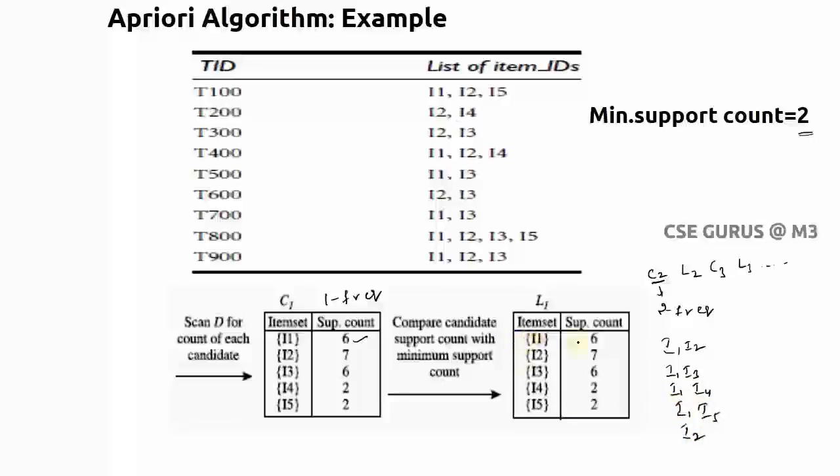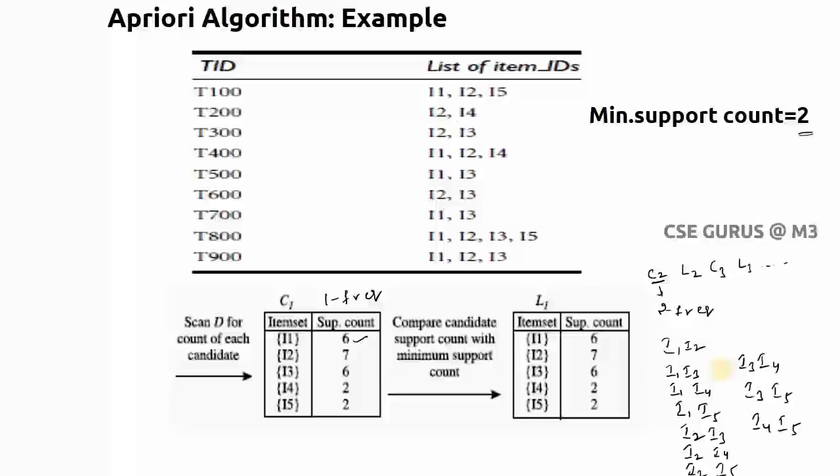From I2, can I write I1? See, I2 I1 is also equal to I1 I2, so I cannot write I2 I1. Next I2 I3 I can write, next I2 I4, next I2 I5. Next, what about I3 I1? I1 I3 is there, and I2 I3 is there, so I can write I3 I4, I3 I5. So the final one is I4 I5. Like this I need to generate these. You call all these two frequent item sets.